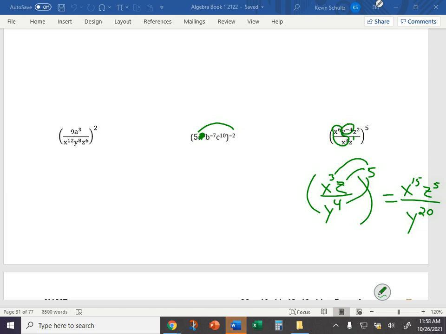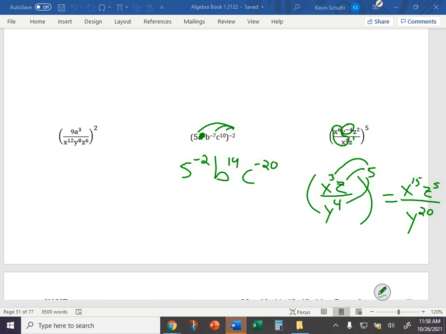So that 5, it started with a power of positive 1. Now it's got a power of negative 2. It's going to have to be moved, whereas originally it didn't. This b to the negative 7th: negative 7 times negative 2 is positive 14. Now we don't have to move it. C to the positive 10th becomes c to the negative 20th. Now we do have to move it, right?